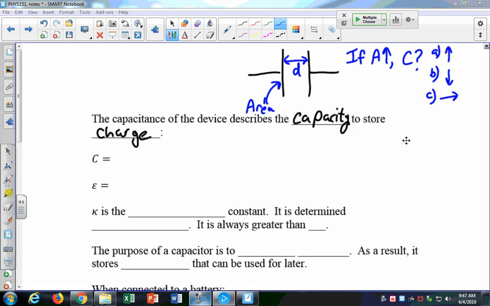Let me ask you another question. What if the distance between the plates goes up? What happens to the capacitance then? Will it go up, down, or stay the same? That is, if I pull those plates farther apart, they're hooked up to a battery, remember, and that battery is supplying those charges. But what if I pull them farther and farther apart? What happens to their capacity to store charge? Will it increase, decrease, or stay the same? It's a little less intuitive, so it might not be clear to you.